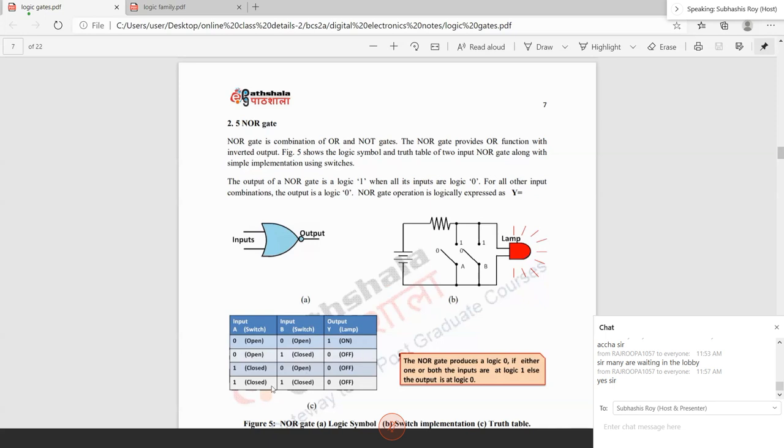That means if any of the inputs is 1, then you are getting 0. Just opposite to NAND, if any of the inputs is 1, you are getting 0.